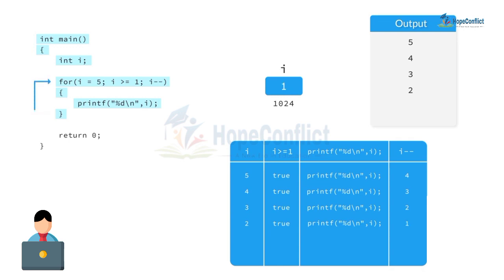And it checks the condition again and 1 is equal to 1. So the condition is again true. So it prints the value of I, which is 1, and after that I is decremented and it becomes 0. So fifth iteration is also completed, and again when it checks the condition, 0 is neither greater than nor equal to 1. So condition failed and control comes out of the for loop, and thus the execution is completed.